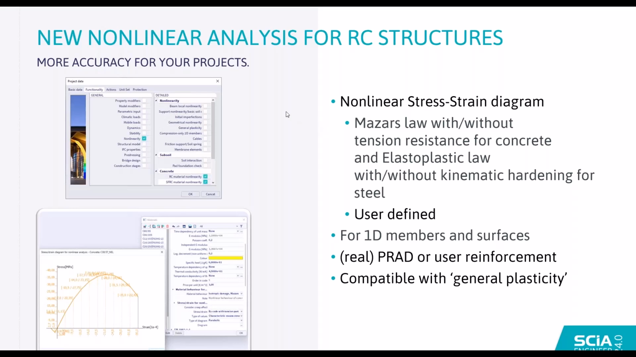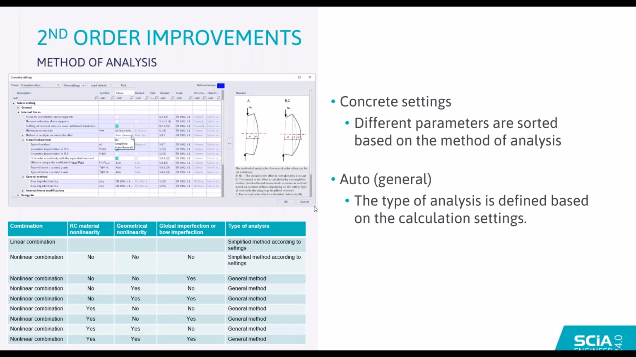Now, this actually brings us a bit to the next part, since whenever you activate this functionality, you should actually toggle off your second order effect in the concrete settings, which can be taken into account for compression 1D members. And this is actually something that we did improve in version 24. Now, we did change some things about these concrete settings, especially for this method of analysis for the second order effect. We changed the parameters a bit.